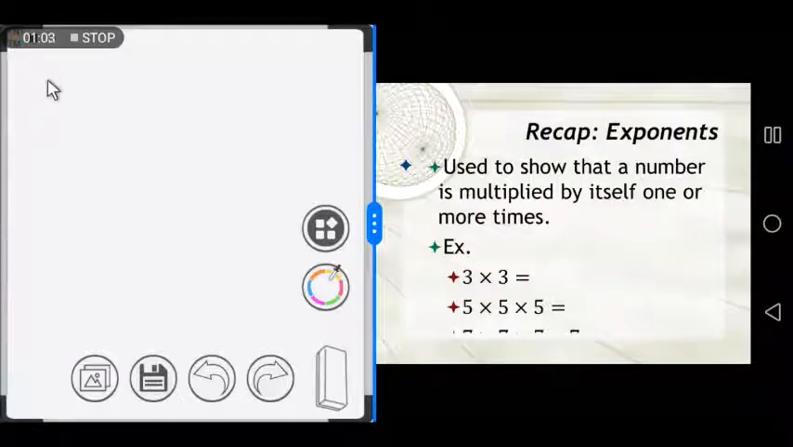So we have halimbawa kagaya nung nasa example 3 times 3. So our base there is 3. And dahil dalawang beses natin ginamit yung 3 as factor, 3 times 3 is the same as 3 squared or 3 raised to the second power. Pero hindi lang 2 yung atin pong pwedeng maging exponents. Ang exponents, pwede pong maging 3, maging 4, pwede rin siyang maging negative, pwede rin siyang maging fraction, no? So, for now, we will focus on whole numbers as exponents.